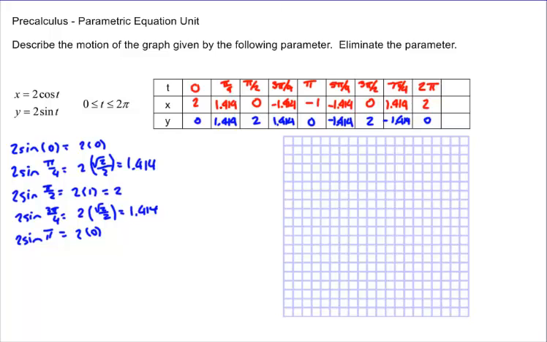So when I plot these points then, and I'll plot them in a different color, and I'll count 2 boxes for 1 unit. So I'm going to have the point 2, 0. So 1, 2, 3, 4. So here's 2, 0. And I'm going to plot the easy ones first. So then I have 0, 2. And then negative. Okay. Negative 2. This should be a negative 2 right here.